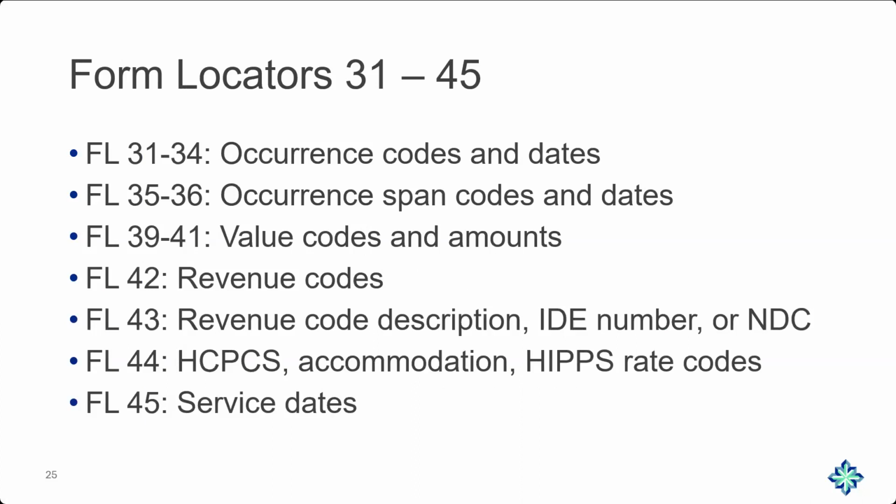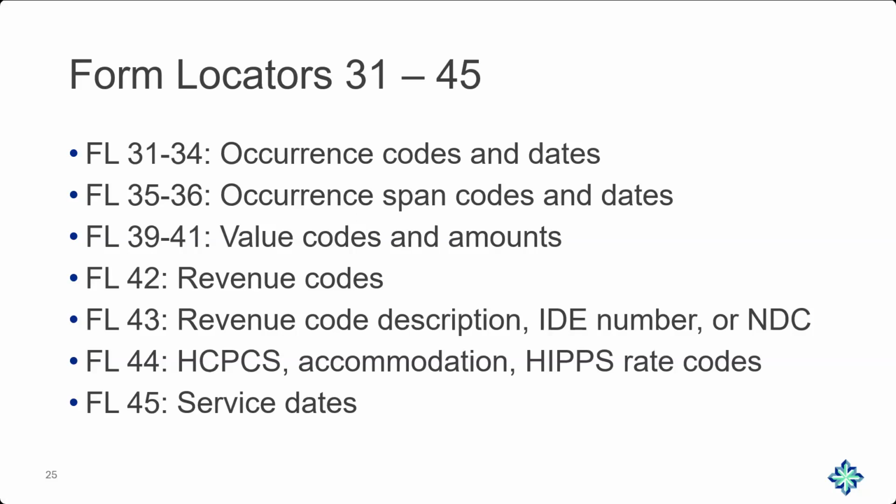Moving on to form locators 31 to 45. 31 to 34 are for occurrence codes and dates. 35 and 36 are for occurrence span codes and dates. 39 through 41 are where you're going to put your value codes and amounts. Now we get into the middle portion of the form where the charges will be listed.